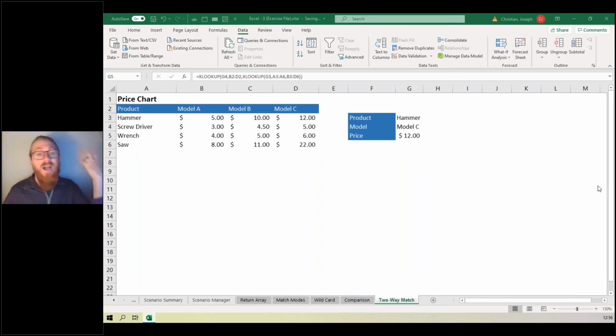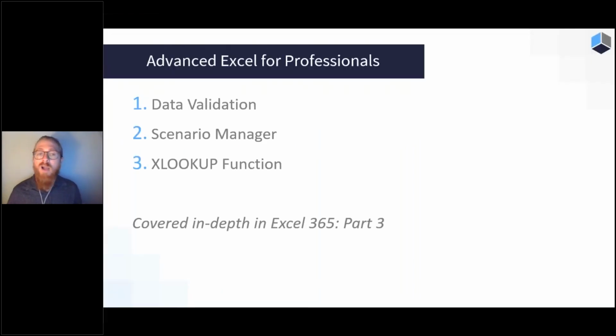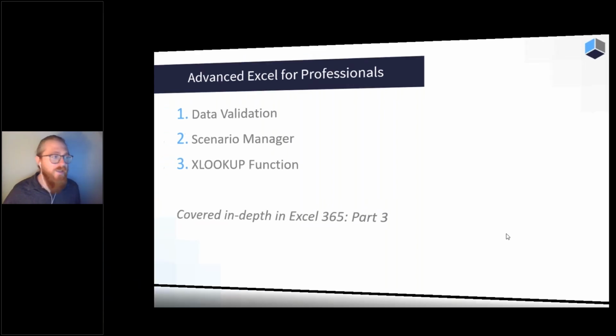So again, I know it's more advanced. It does take a little bit of practice to get used to, but I want you to know that it's out there and it's available if you do have Excel 365, Office 365, right? You'll be able to use that. So those are my three sort of advanced tips for you there: data validation, scenario manager, and the XLOOKUP function. These are all things that we cover in depth in our Excel 365 Part 3 class. So it's just kind of a little taste, a little idea of what is in there for us.